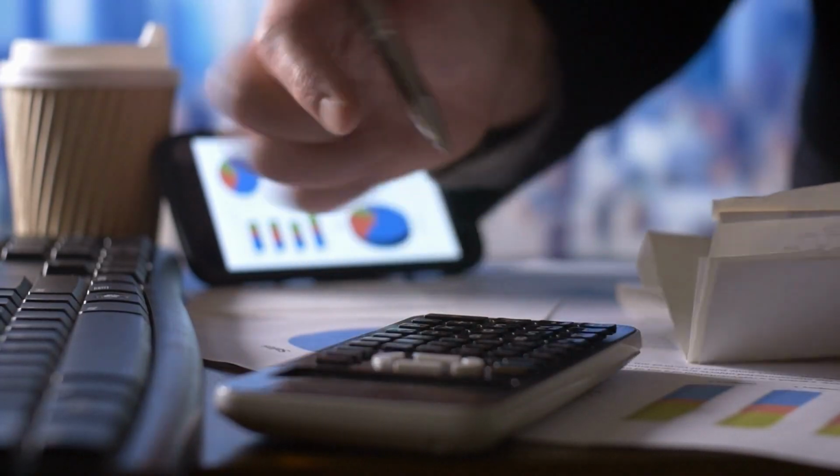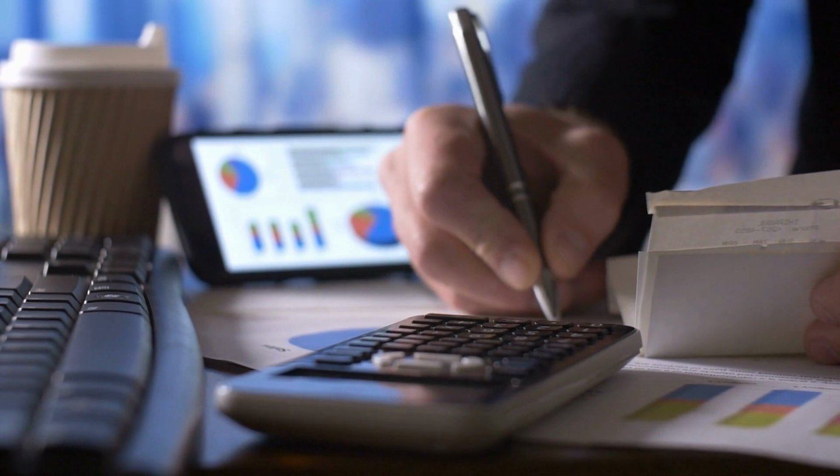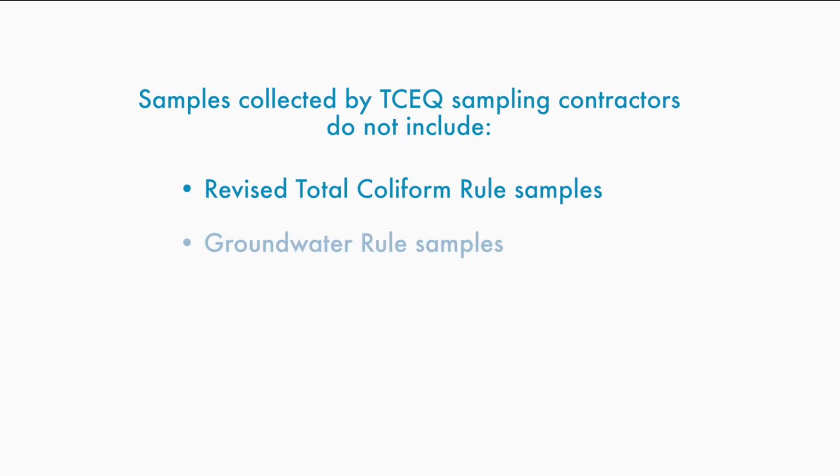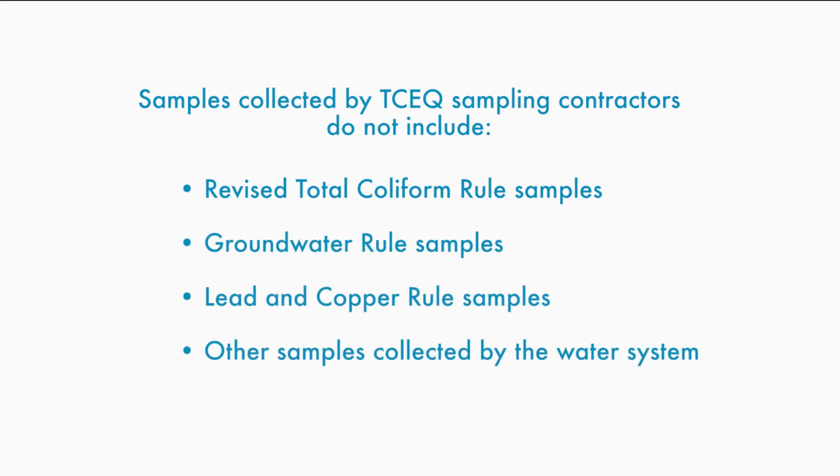These are the samples collected by the TCEQ sampling contractor and do not include microbial samples for the revised total coliform rule and groundwater rule, lead and copper rule samples, or other samples collected by the water system such as disinfectant residuals and process control samples.